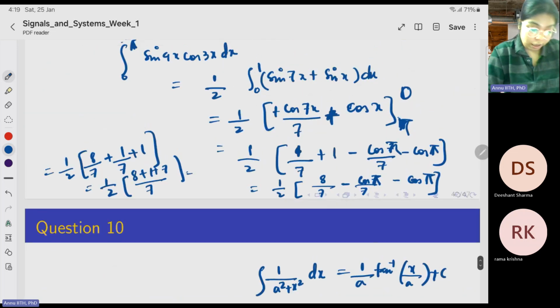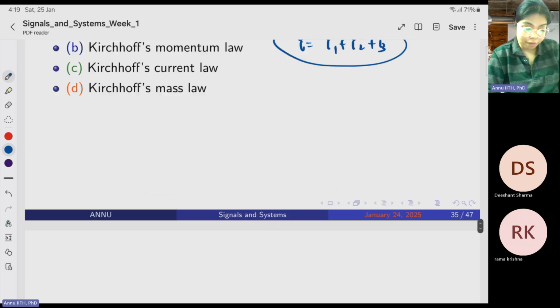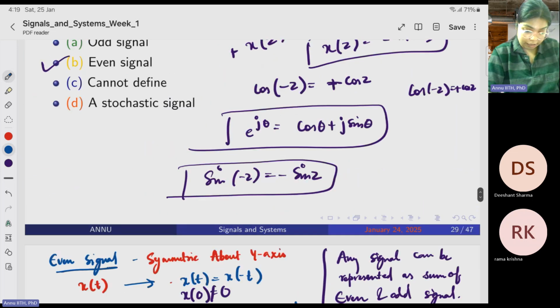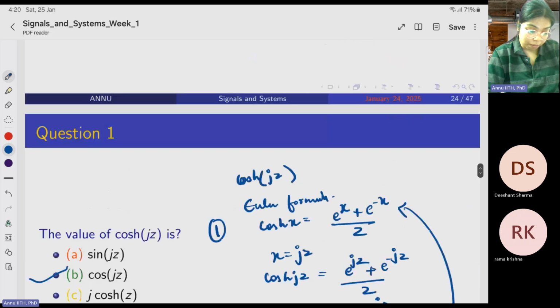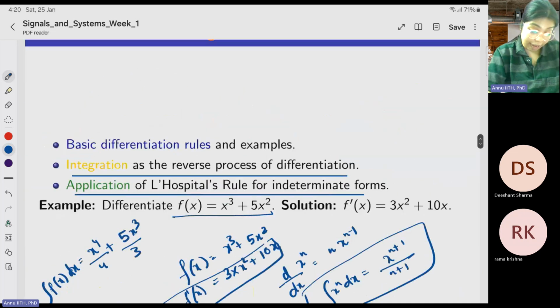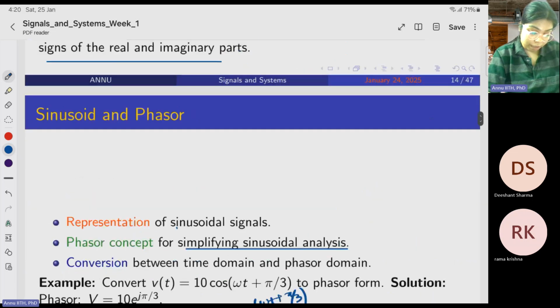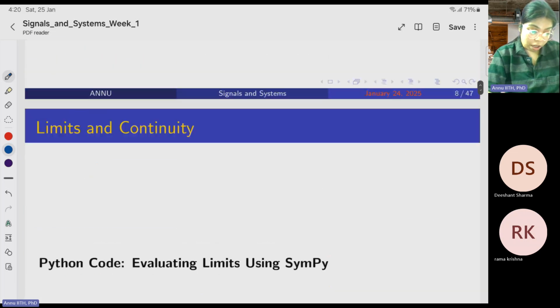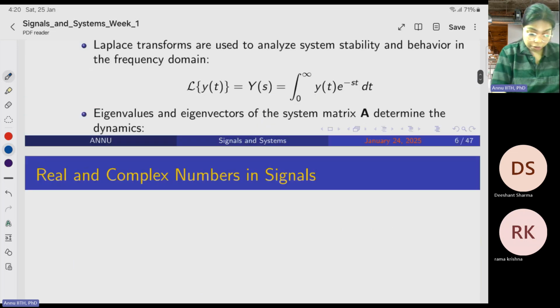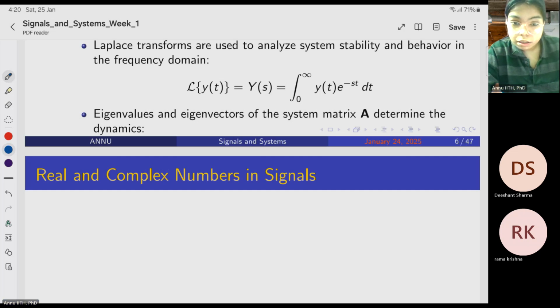So far so good. We have solved several problems, 10 problems. We have solved the logics of how to solve the particular problem. We saw some of the logics, RLC circuit, L'Hospital rule. We saw phasor form, current form, and some of the Python codes also. Now I'm going back to the Python course to show some of the other problems. Okay. So any doubt, just let me know.